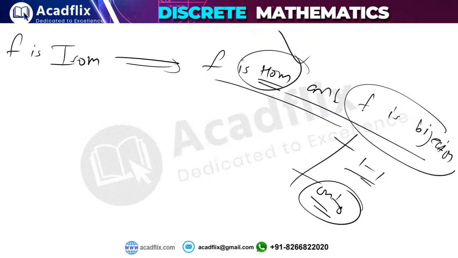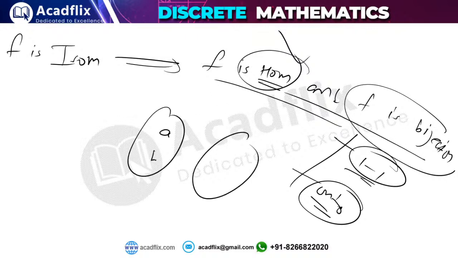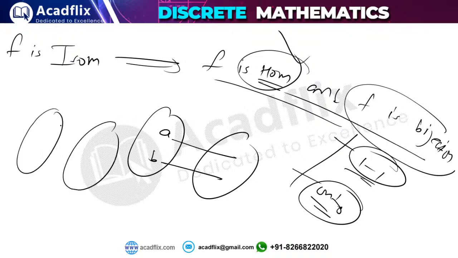So what is the definition of a 1-1 function? The definition of a 1-1 function is like this: if you have two different elements, then their images should also be different. This is a 1-1 function. And what is an onto function? An onto function is like this: every element of the codomain must have a pre-image. So this is the definition of onto.